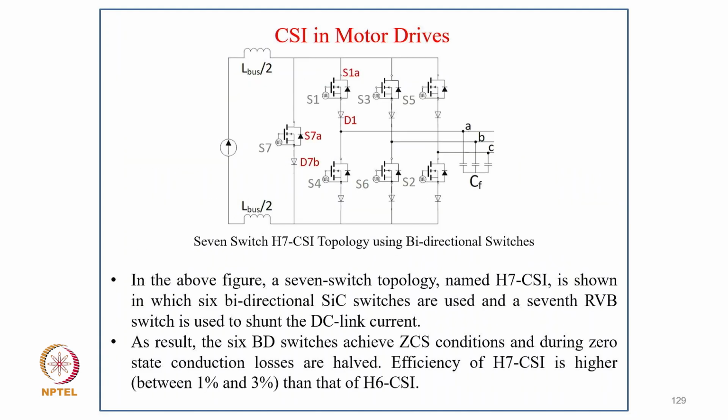And this is typically the S7 CSI topology with bidirectional switches, as you can see here. In the above figure, a 7 switch topology named H7 CSI is shown, in which 6 bidirectional SiC switches are used and a 7th switch is used to shunt the DC link current. As a result, the 6 bidirectional switches achieve zero current switching, and during the zero state the losses are halved. Efficiency of S7 CSI is 1 to 3% higher than that of H6 CSI.